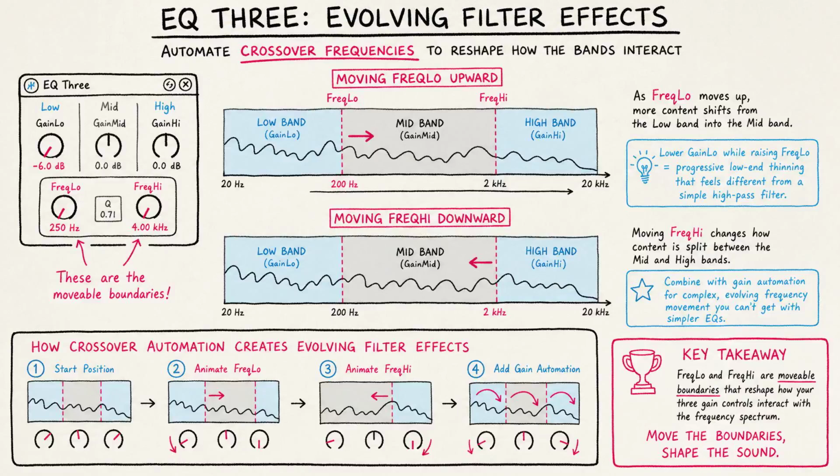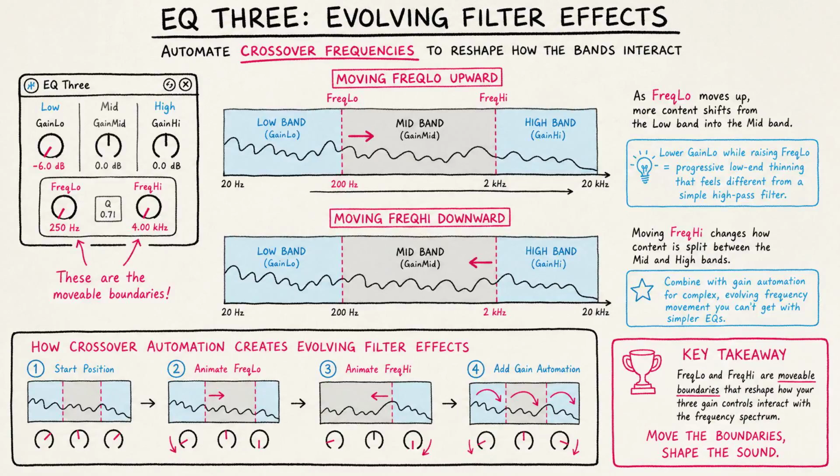As you move FreqLo upward, more content shifts from the low band to the mid band. If GainLo is reduced, this progressively thins out the low end in a way that feels different from a simple high-pass filter. Similarly, moving FreqHi creates shifting relationships between mid and high content.